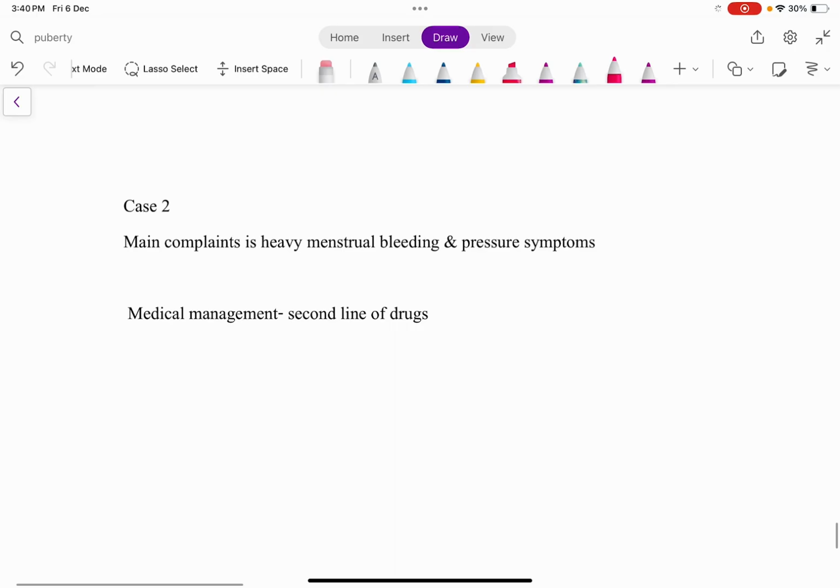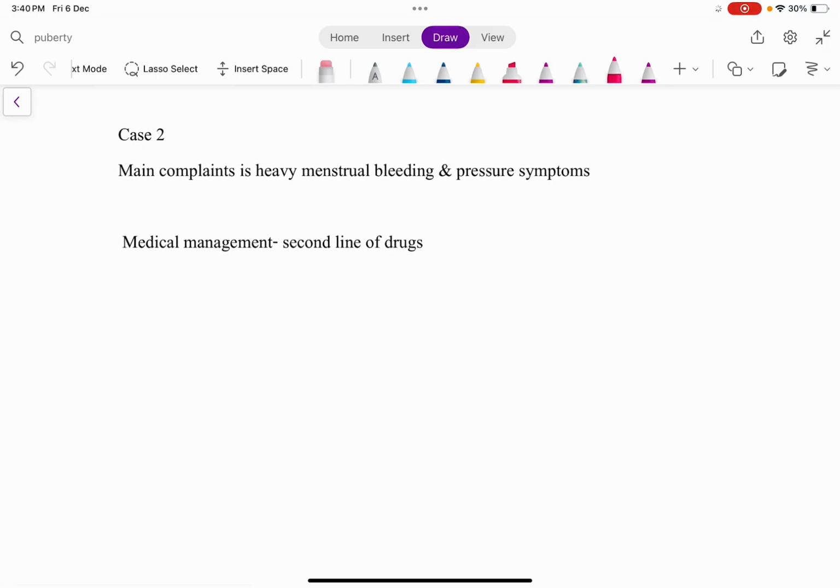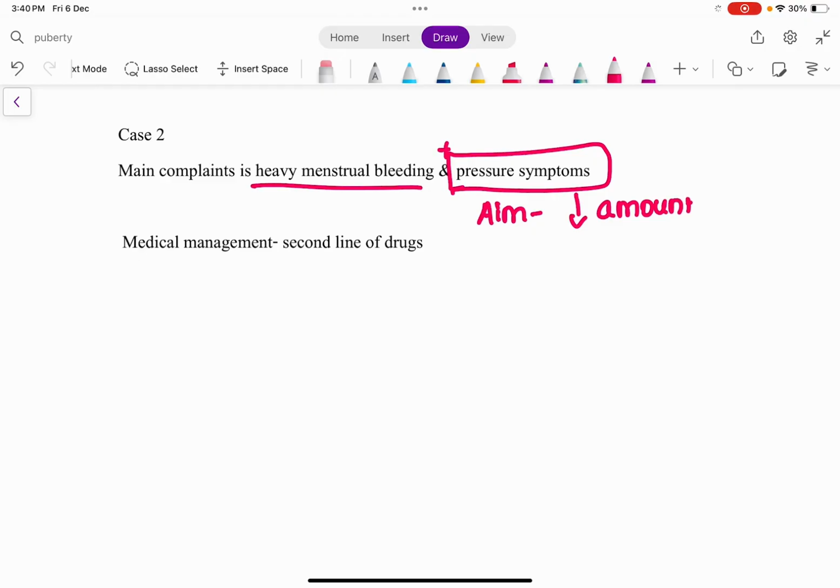But now let's say the main complaint the patient is having is heavy menstrual bleeding plus pressure symptoms. So pressure symptoms are also a major complaint. Now my aim is to decrease the amount of bleeding per vaginum and to decrease the size of the fibroid. Only when you decrease the size of the fibroid will the pressure symptoms exerted on the surrounding structures be relieved. So you have to decrease the size of the fibroid to decrease the pressure symptoms experienced by the female.